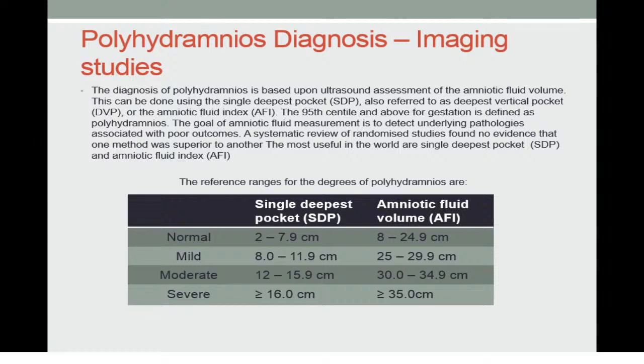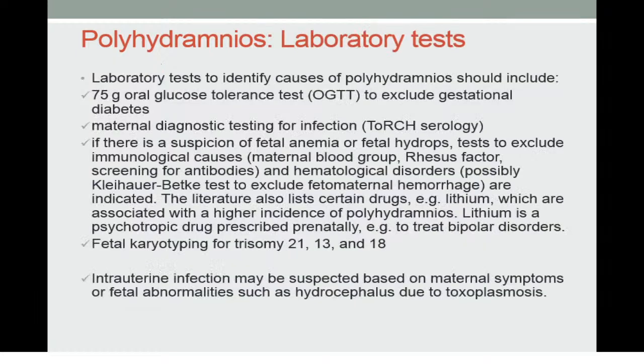Here are presented the reference ranges for the degrees of polyhydramnios, with the help of single pocket measurement and with the help of amniotic fluid index measurement. Normal is 2 to 7.8 for the single pocket, amniotic fluid index 8 to 25.9, and so on. Because I now have enough time, I propose to study this table, and depending on the gestational age, you may make a primary decision about the presence of polyhydramnios in the patient.